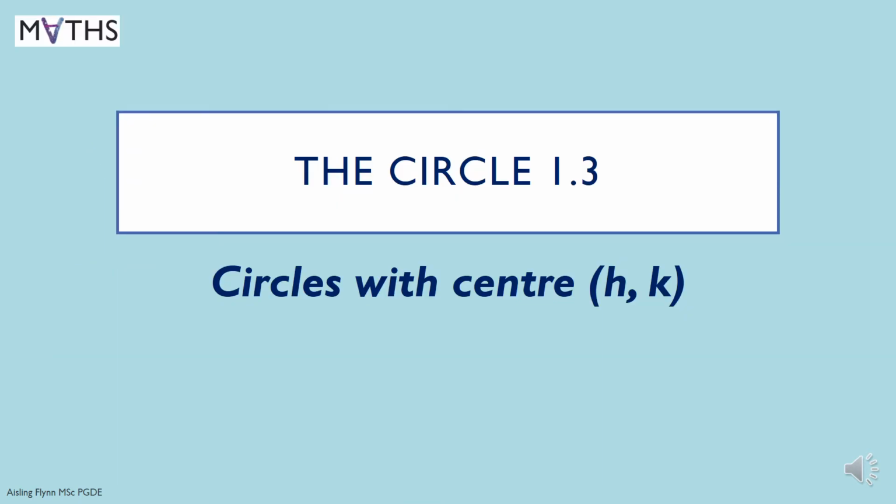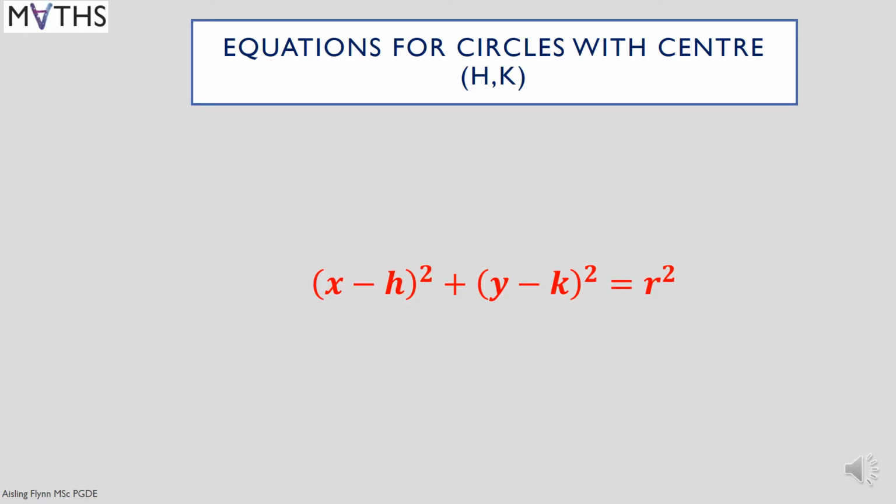This is the circle 1.3, circles with centre h, k. So far we've been dealing with circles that had a centre of 0, 0. So when they move away from this point, the equation also changes. Okay, again, it's just another form of Pythagoras' theorem, but this is the form that it takes.